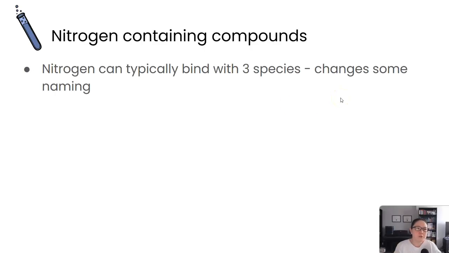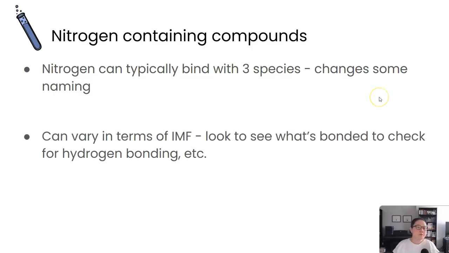Now, unlike your oxygens, which can only really form two bonds, nitrogen can typically bind with 3 species, and so some of this is going to change the naming that you are going to see. In terms of intermolecular forces, you can have quite a bit of variety in there because there's so much potential for branching, you even have the potential for hydrogen bonding in there, and so you really have to see how everything is put together to be able to tell if it's going to have super strong intermolecular forces or if it's not going to be that strong.